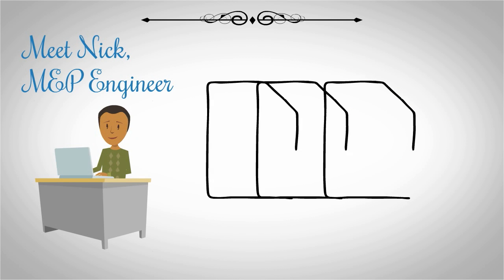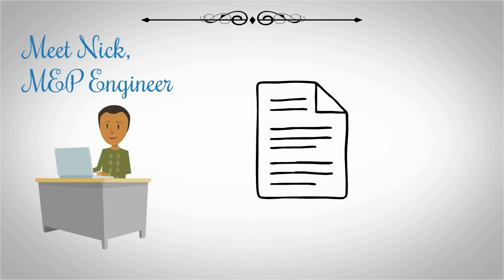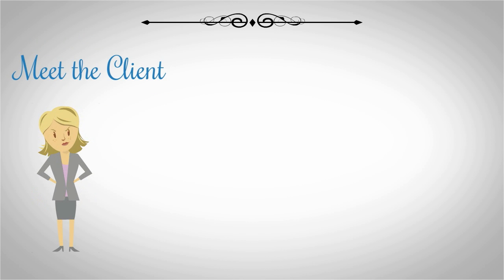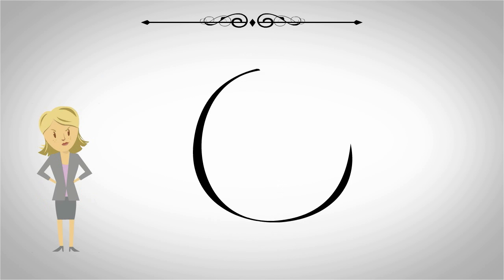Nick, the MEP engineer, wanted the models he got to be clear of the views he didn't need. Linda, the building owner, had questions on the details of the lobby and the cafeteria. She doesn't know Revit.